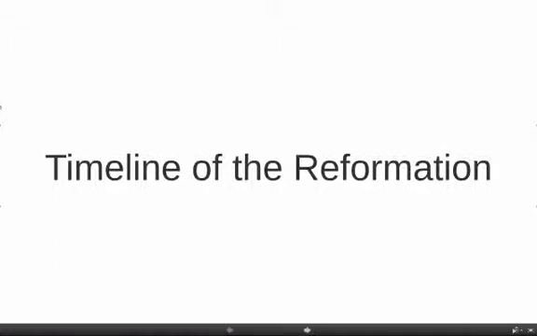Hello, Year 8. As we approach the point where we're going to start writing up our findings into why the English Reformation happened, I thought it would be useful to spend a few minutes just having a look at the timeline of the Reformation so we get some understanding of how long things took to happen.